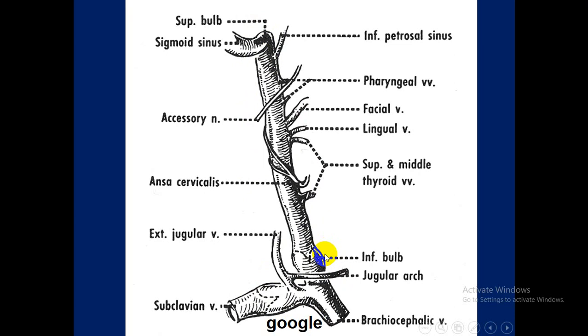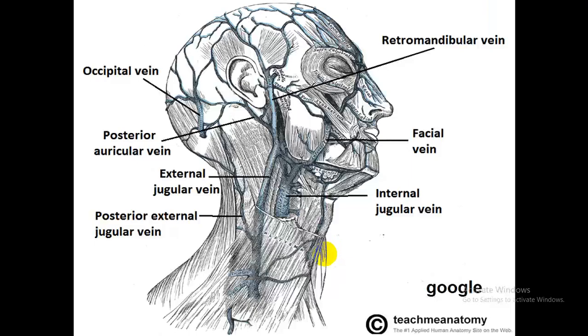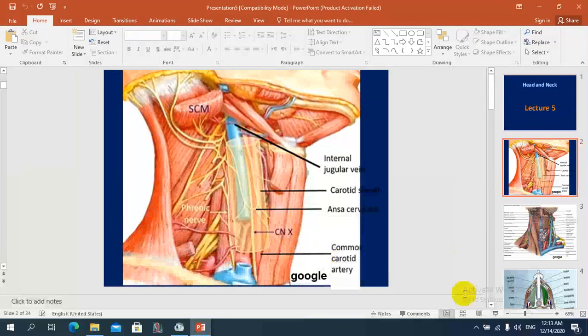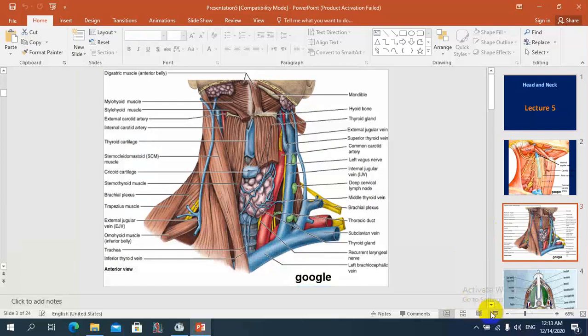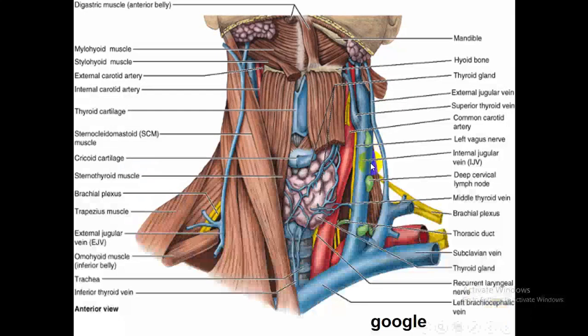Also, as we notice, the deep cervical lymph nodes lie along its side, as we see here. These are the deep cervical lymph nodes lying along its side. Above, the vein lies posterolateral, then lateral; near the root of the neck the vein lies anterior to the artery. As we always know, veins are superficial, anterior to the common carotid artery.